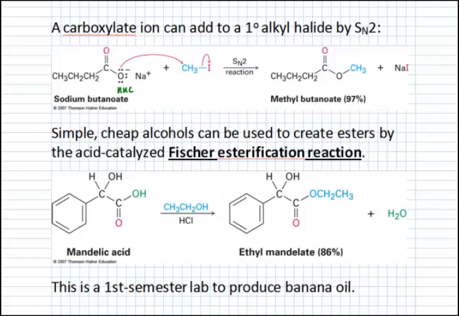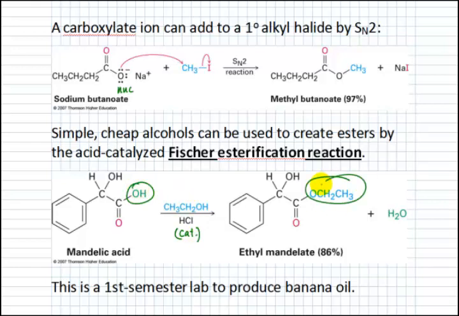If the alcohol part of an ester, the OR group, can come from a simple, cheap liquid alcohol like ethanol or methanol or isopropanol, we can do an acid-catalyzed Fischer esterification reaction. Here's a carboxylic acid. We've added methanol to it along with HCl, and it's an acid catalyst. We'll see the mechanism here in a moment. And just like we would expect, the OH is replaced with the OR group from the alcohol.